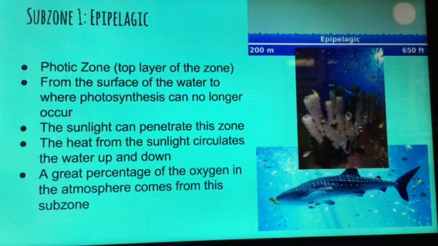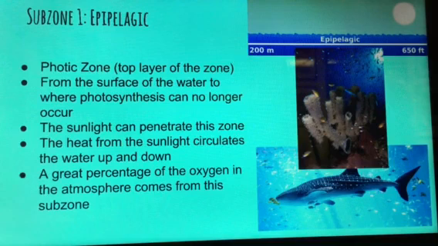There are 4 subzones in the ocean pelagic zone. The first subzone is called epipelagic. This subzone is also called the photic zone, which is the top layer of the zone. From the surface of the water to roughly where photosynthesis can no longer occur is considered the epipelagic zone.